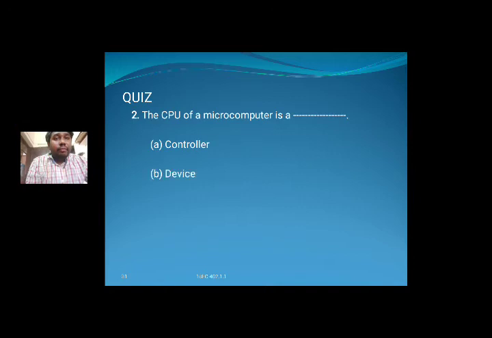And next, the second quiz is, the CPU of the microcomputer is a. Options are A. Controller, B. Device, C. Material, D. Microprocessor. Answer is microprocessor. The CPU of the microcomputer is a microprocessor.